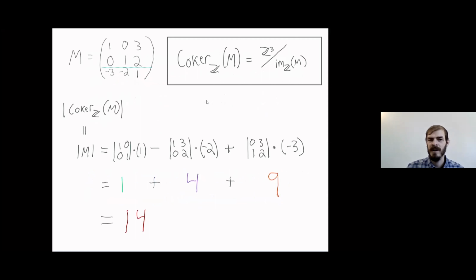So this is the number one example I worked with most when I was playing with this theory and trying to come up with these ideas. This matrix right here, and I'm going to draw this dotted blue line here. You can see the dotted blue line. And in this case, the co-kernel is going to be Z^3 divided by the image of M. And if we do a Laplace expansion for the determinant on this bottom row, we're going to get this sum 1 + 4 + 9, which is giving us 14.